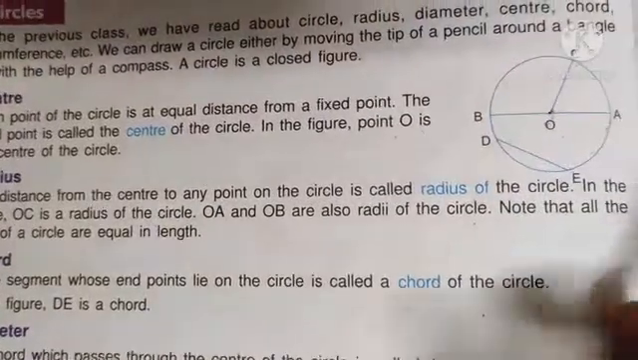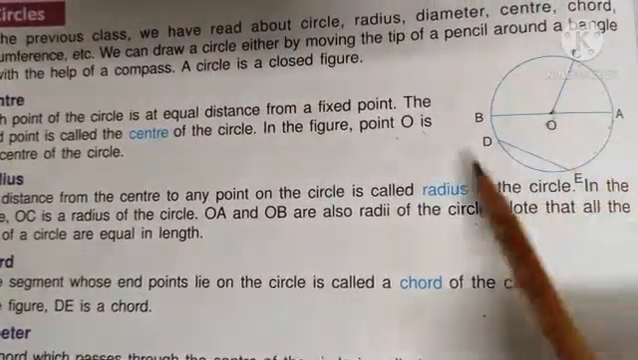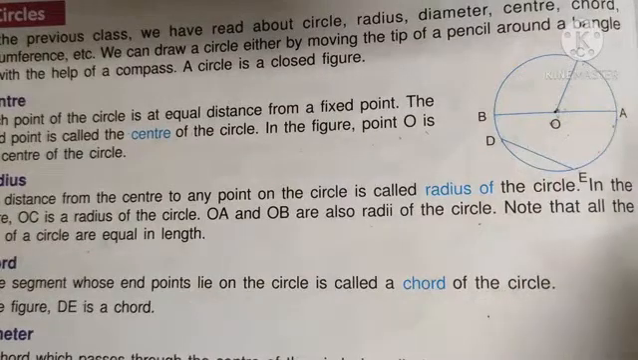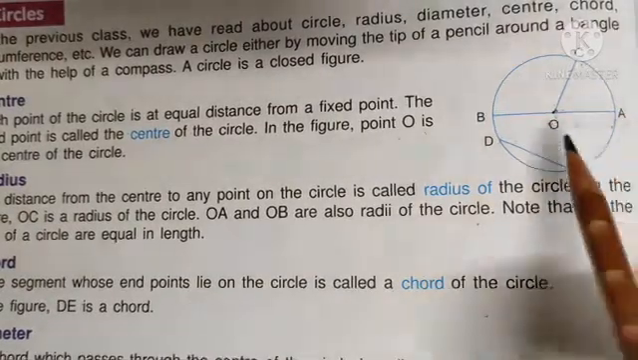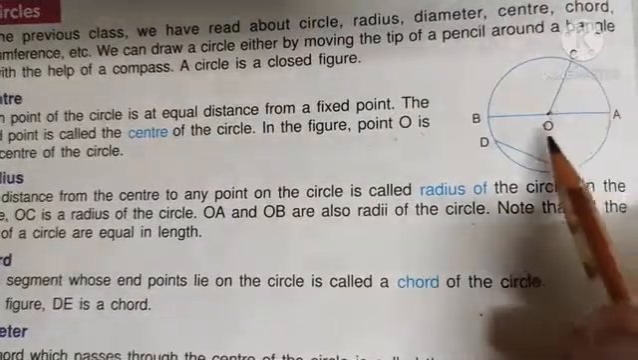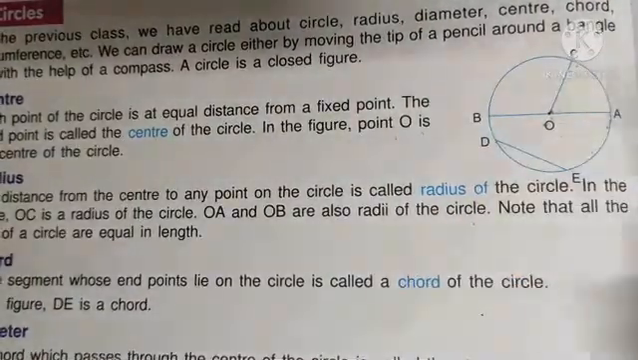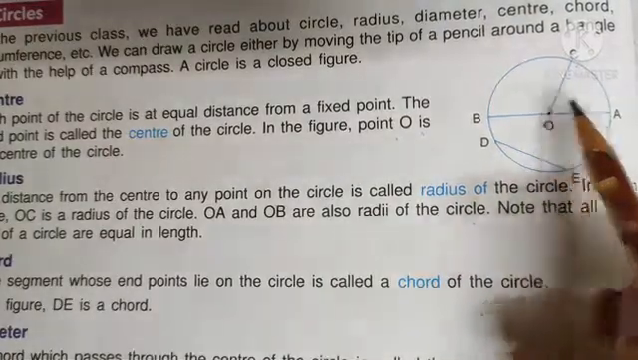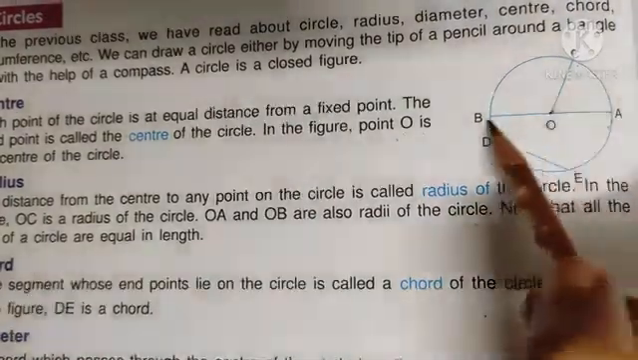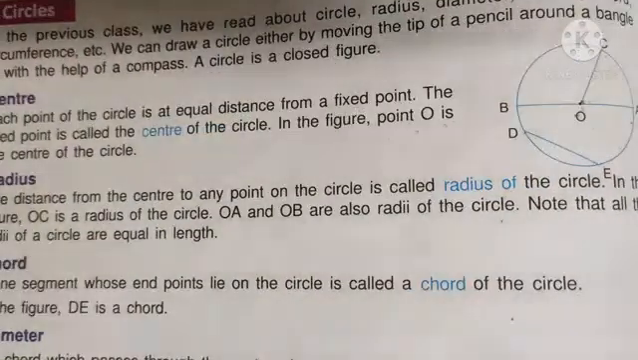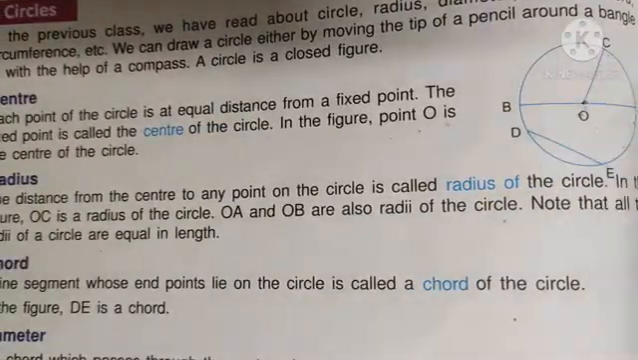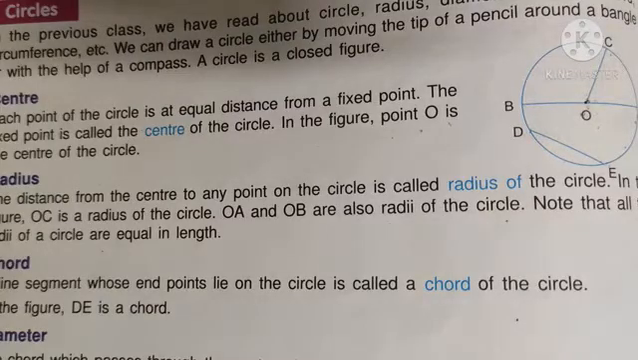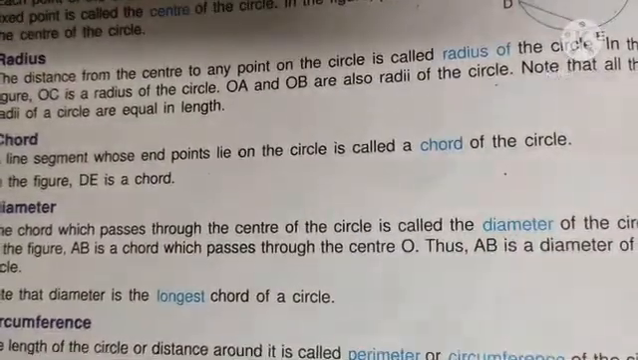Diameter is the longest chord of a circle, and the chord which passes through the center of the circle is called a diameter. The chord AB here is a chord which passes through the center of the circle, so AB is a diameter of the circle. And circumference is the length of the circle, or the distance around, called the perimeter or the circumference of a circle.